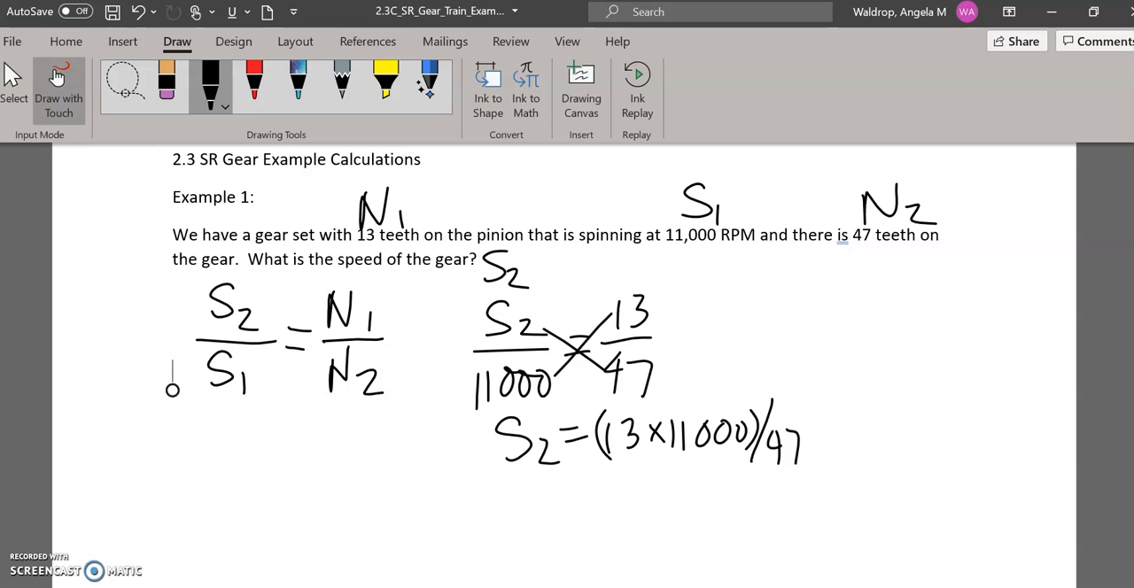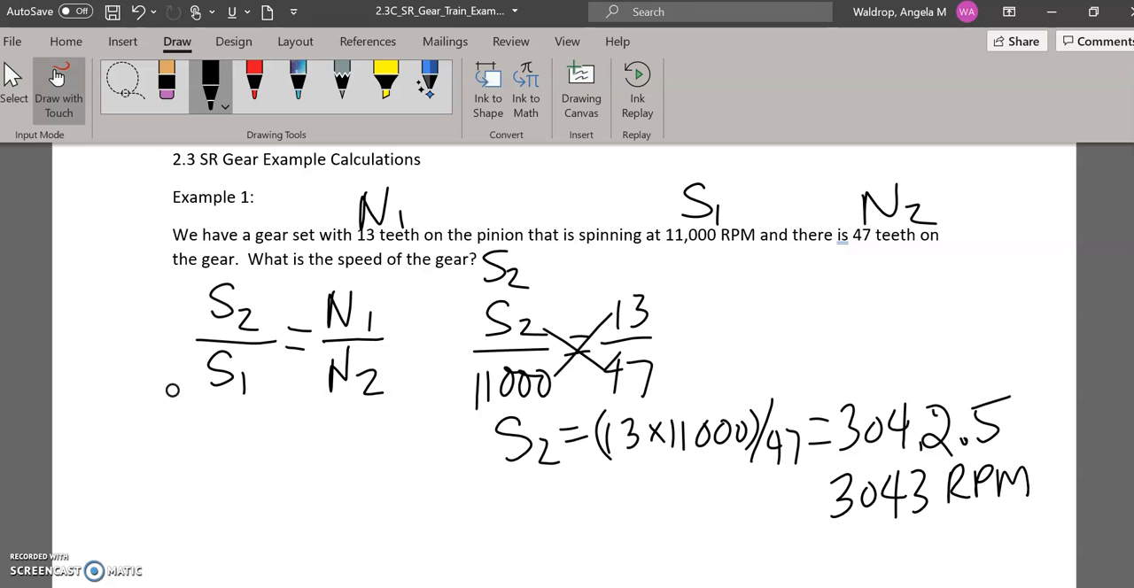And what I'm going to get is 3,042.5. Okay, and what I'm going to do is round up to the nearest whole number. So I'll have 3,043 RPM, and that'll be my answer for the first problem.